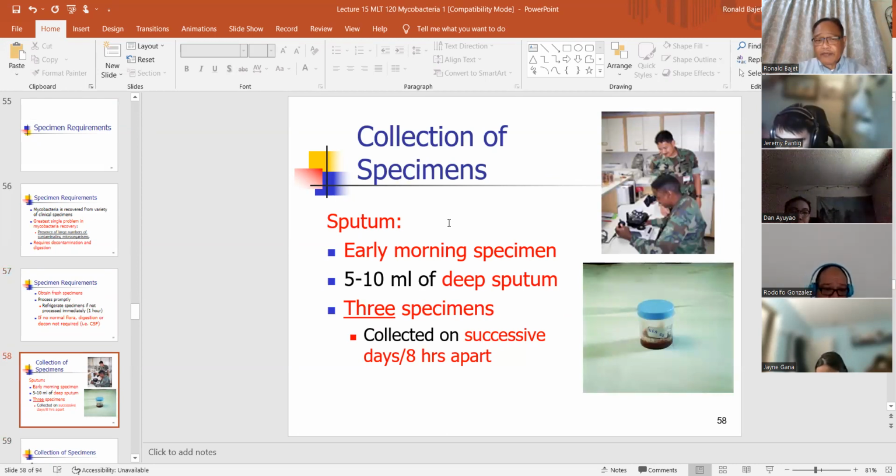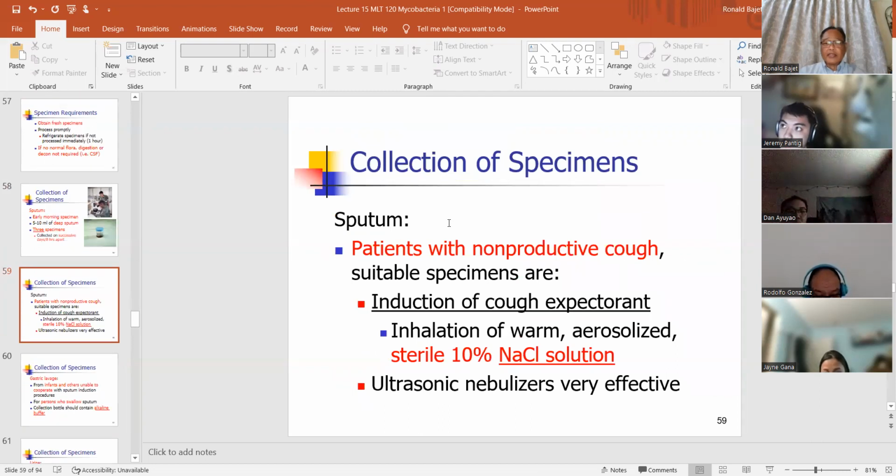Sputum: an early morning specimen, 5 to 10 mLs of deep sputum, and 3 specimens collected on successive days, 8 hours apart. The lab will pull them together, and they'll do the decontamination and digestion from there. For patients with a non-productive cough, they will induce the cough using 10% sodium chloride, and force the patient to cough up the sputum. Or they could use ultrasonic nebulizers, which are also very effective.